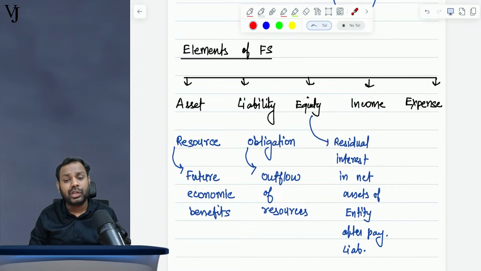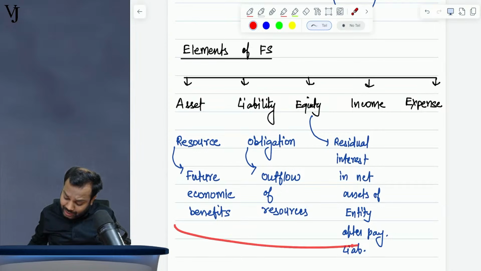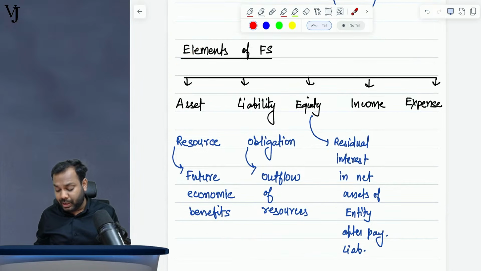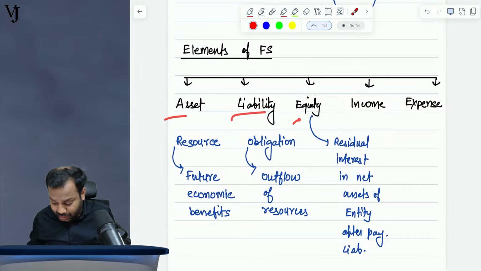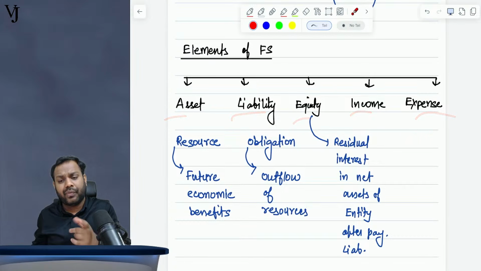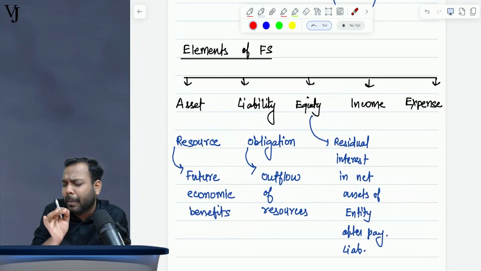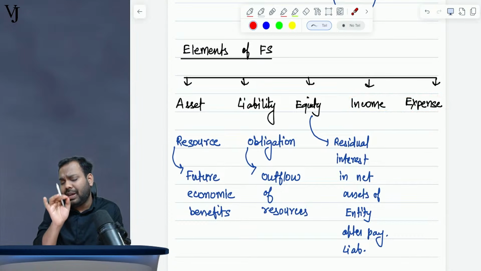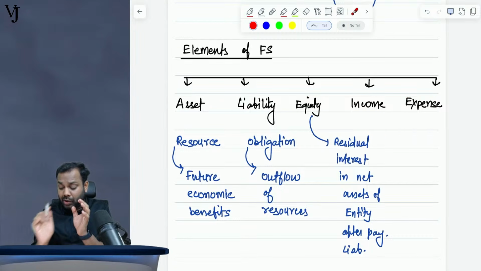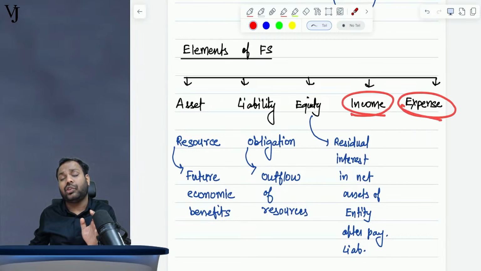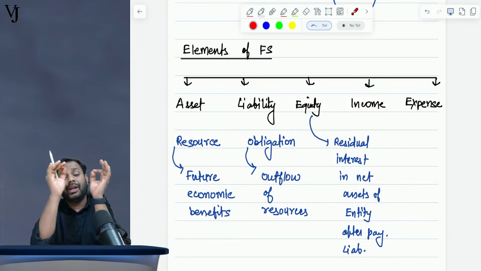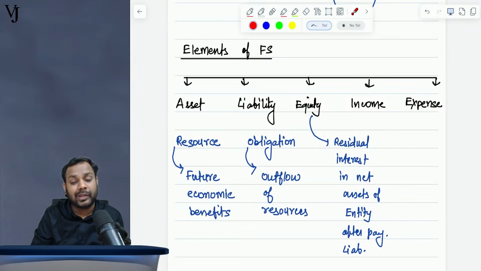When I'm teaching you the chapter of conceptual framework, I will revisit these topics and explain again the meaning of asset, liability, equity, income, expense. The definition of equity, income and expense which I have told now is a very basic one, but the definition which I will teach you in the conceptual framework will be a very detailed one as per the conceptual framework.